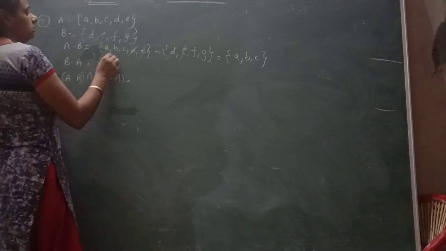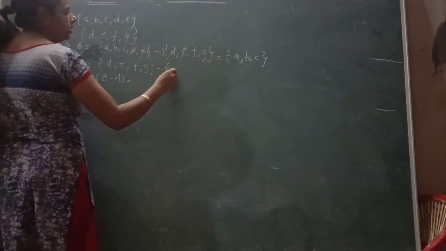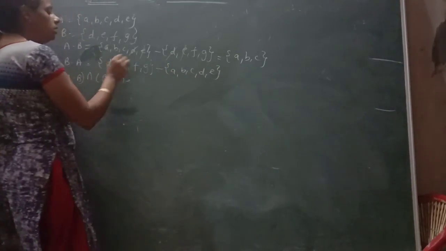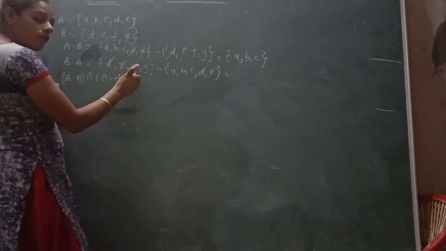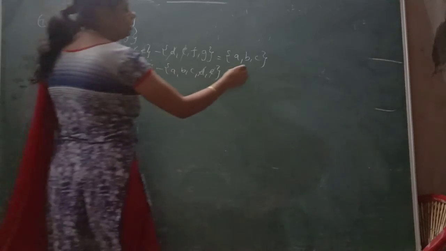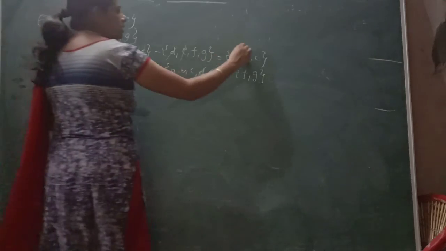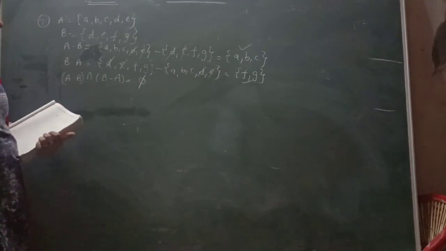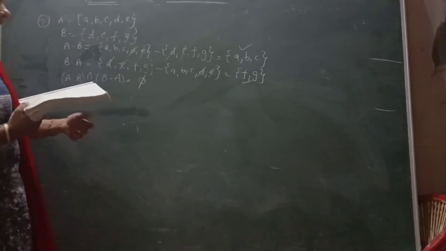In the same way, firstly write the B set, D, E, F, G, and then write A, B, C, D, E. As you can see, D and E will be cancelled here. So what will be left? Elements of the first set, not of the second set. So you will have F and G. And what is common in these two sets? Nothing. So the empty set will be the answer, and you have to write that as the answer of question number 7. In this way you can try question number 8, 9 and 10.